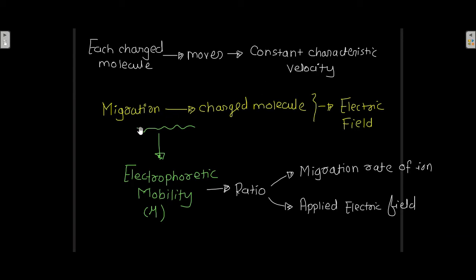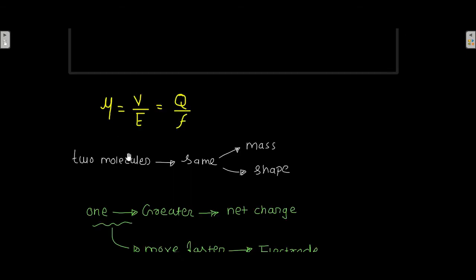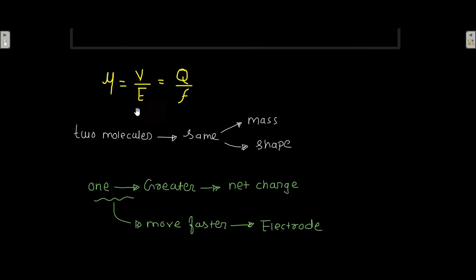Now the migration of a charged molecule under the influence of an electric field is expressed by the electrophoretic mobility, mu. This electrophoretic mobility is the ratio of the migration rate of ions to the applied electric field. So if you rearrange the equation a little bit, then mu is equal to V by E, which is equal to Q by F.